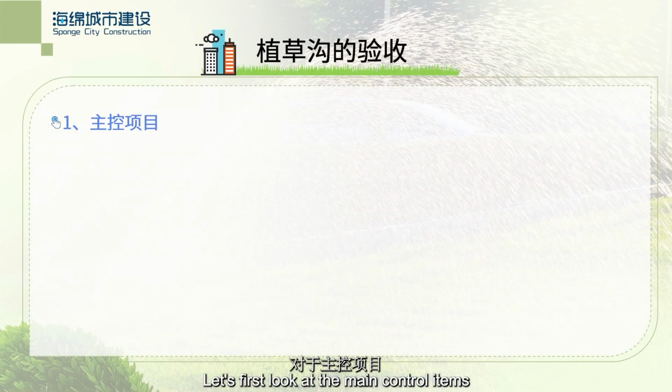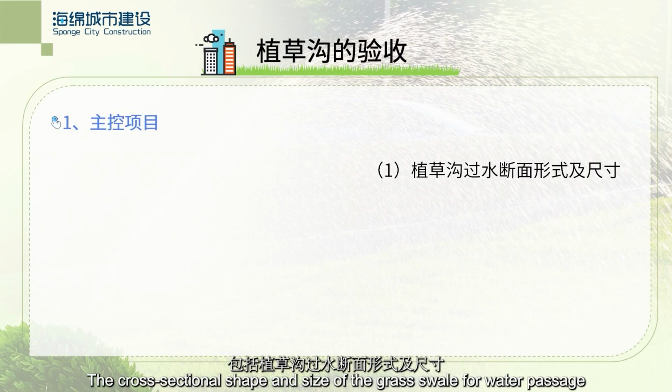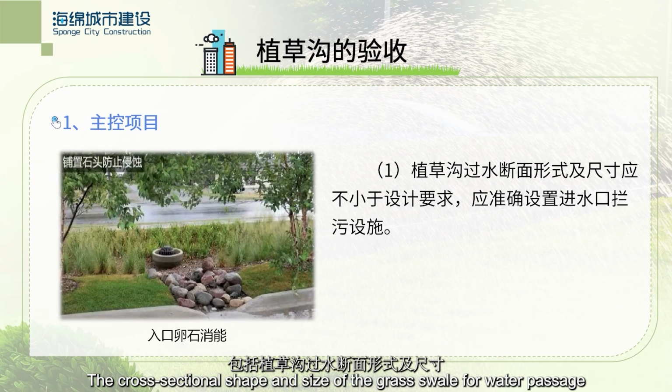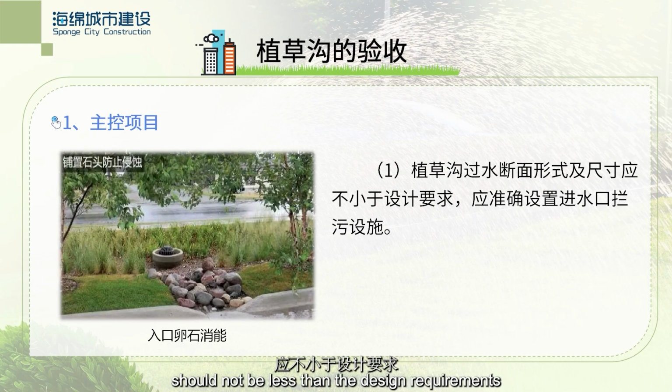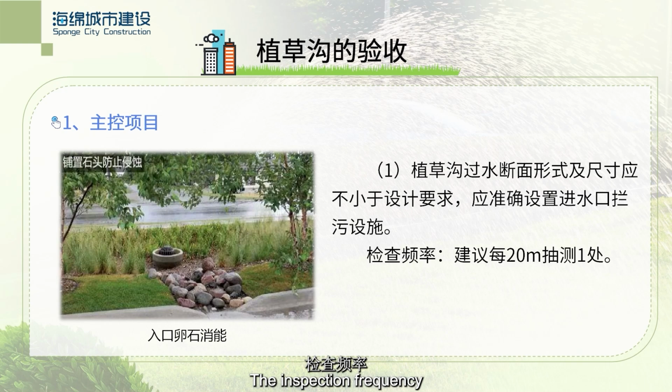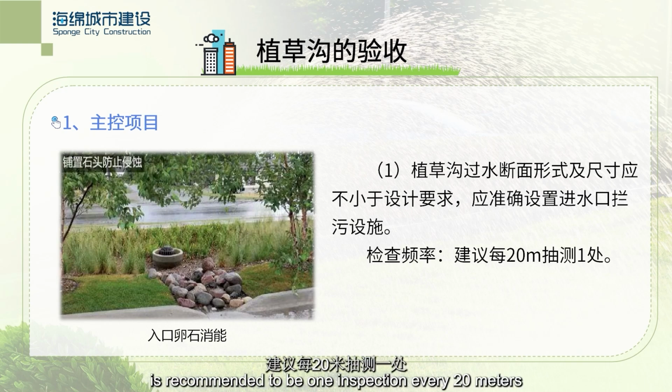Let's first look at the main control items. The cross-sectional shape and size of the grass swale for water passage should not be less than the design requirements. Pollution blocking facilities should be accurately set at the inlet. The inspection frequency is recommended to be one inspection every 20 meters.